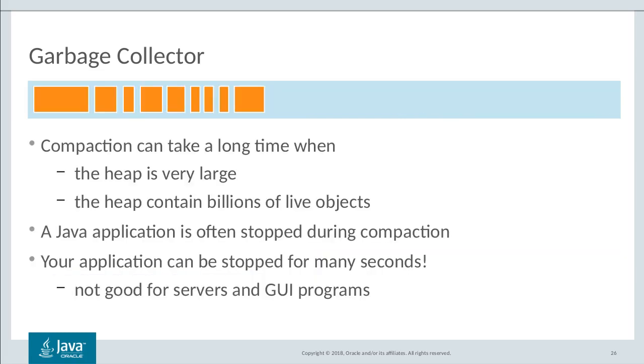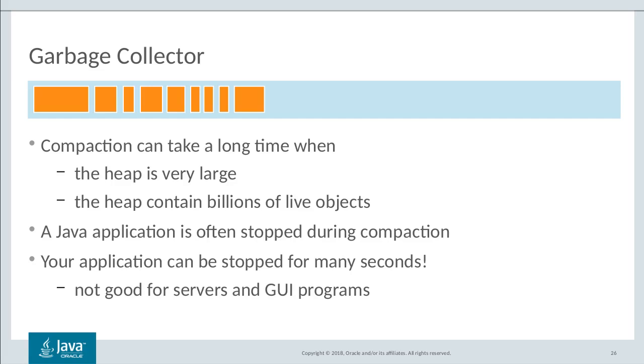The challenge here is that compaction can take a very long time, particularly when the heap is large or the heap contains billions of live objects. To make matters even worse, a Java application is often stopped during compaction, which means that your Java application can be stopped for many seconds. As you can imagine, this is not good for interactive programs such as servers or GUI programs.